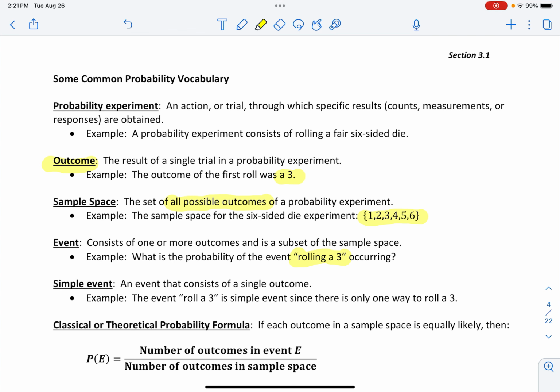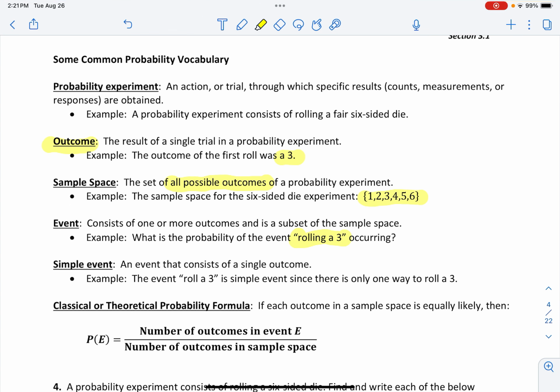Finally, a simple event is one that consists of just a single outcome. So the event roll a 3 is a simple event because there's only one way to roll a 3. Rolling an even number is not simple because you can get an even number 3 ways: 2, 4, or 6. So simple means there's only one way to get it.